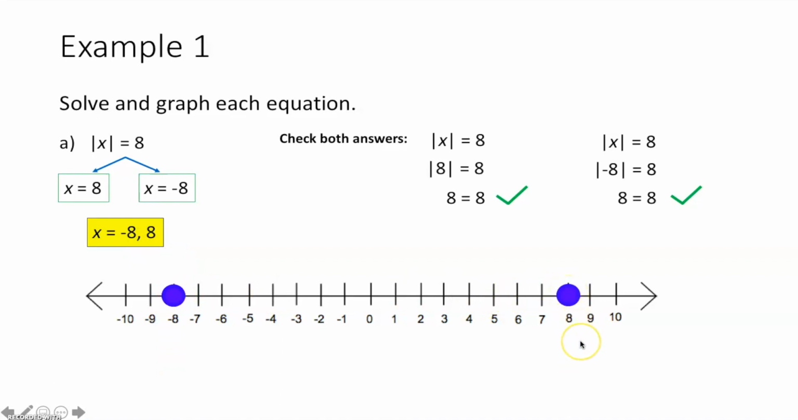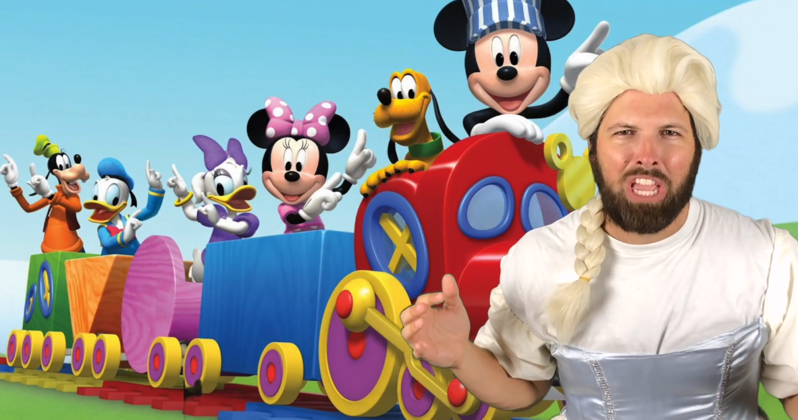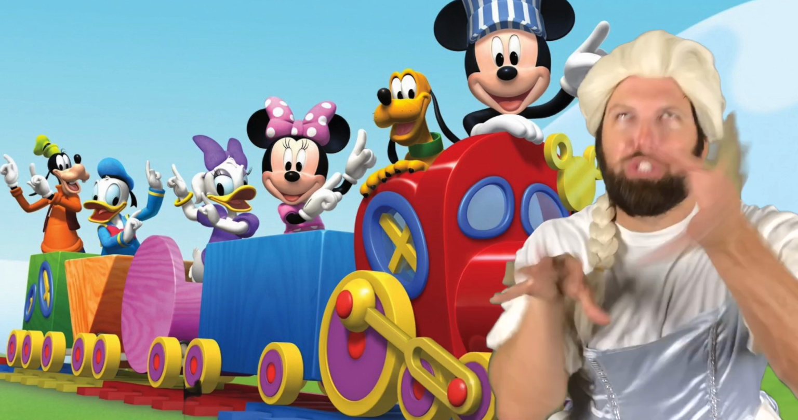Why did Mickey Mouse cross the road? Because he was on a mini vacation.